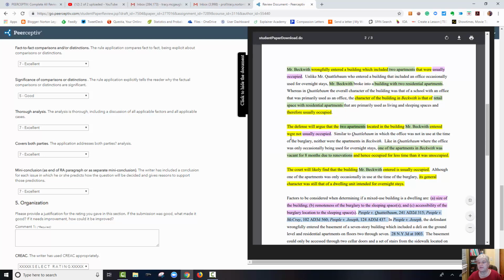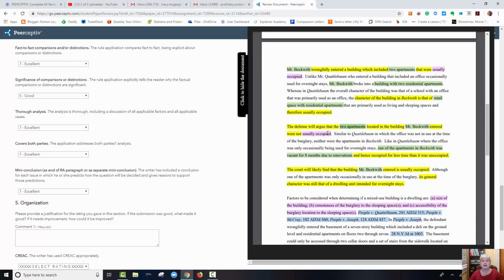"The defense will argue that the 2 apartments located in the building Mr. Beckwith entered were not usually occupied." Okay, so that's a good, clear conclusion that relates itself to a particular party, so that's great. "Similar to Quattlebaum, in which the office was not in use at the time of the burglary, neither were the apartments in Beckwith." So you're saying neither one was in use. "Like in Quattlebaum, where the office was only occasionally being used for overnight stays, one of the apartments in Beckwith was vacant for 8 months due to renovation, and hence occupied for less time than it was unoccupied." So again, very express comparisons.